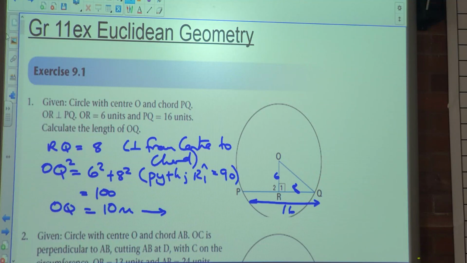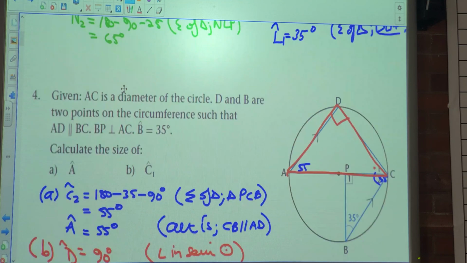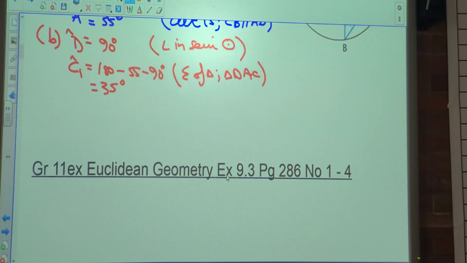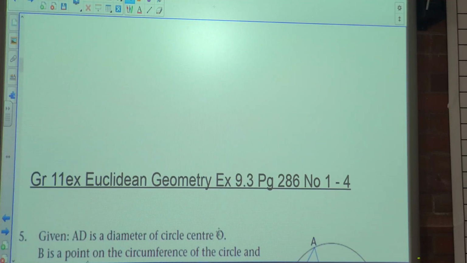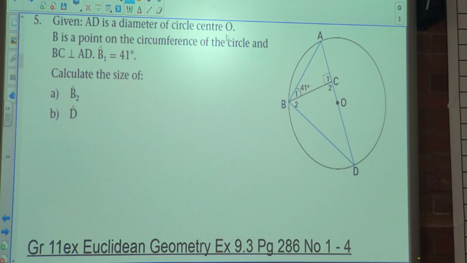Okay, good morning class. So today we're looking at Euclidean Geometry exercise 9.3. We're looking at numbers 5 to 8 now.